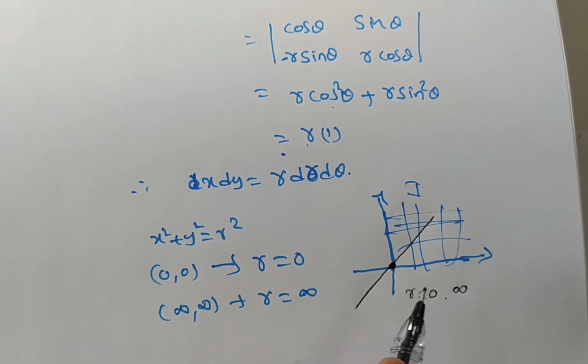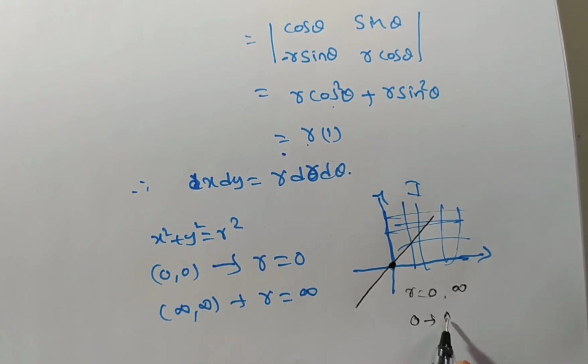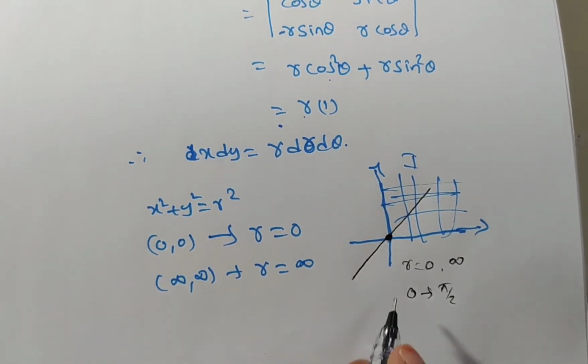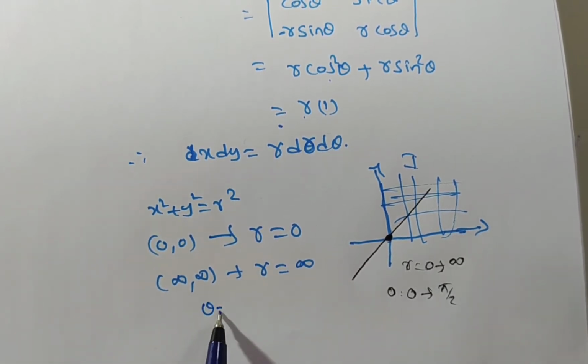Next we require the theta values. So you see the angle in the first quadrant: what can you say? 0 to pi by 2, that is 90 degrees. So theta is from 0 to pi by 2 and r is from 0 to infinite. In this case, theta is what you can say directly?